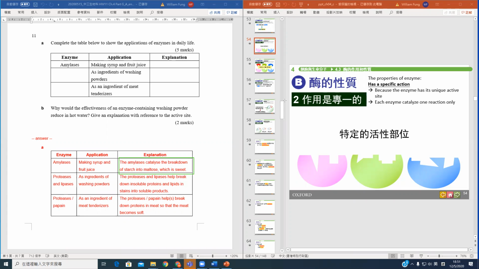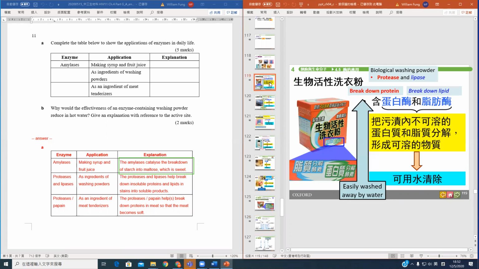Okay, the second point is the ingredient of washing powder. Let's take a look at the PowerPoint here. Biological washing powder, what do they contain here? They contain protease to break down protein. They contain lipase to break down lipid. The protease and lipase help to break down insoluble proteins and lipids into soluble products, so that they can be washed away by water.